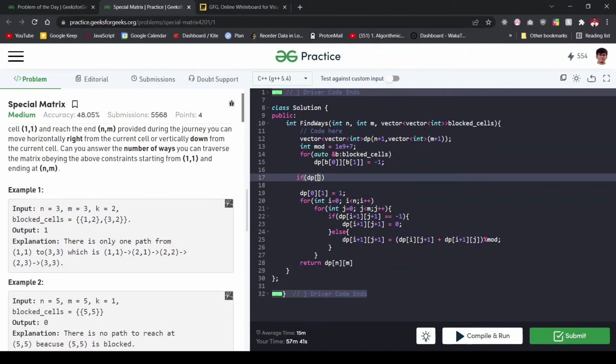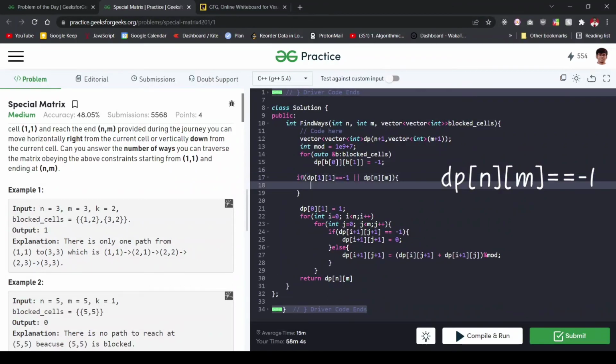So let's check if our initial value, not 0 comma 0 but 1 comma 1, since we are considering an extra row and column, is -1, or our last value, that is n comma m, is -1, yeah, if that is the case, then we'll simply return 0.